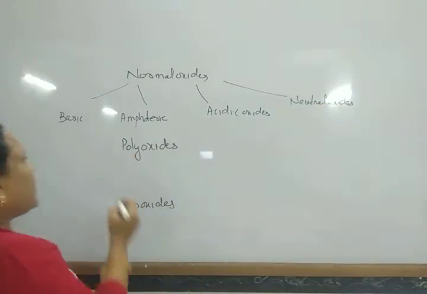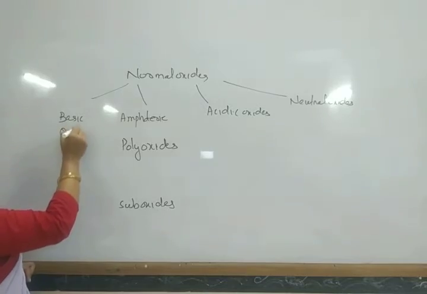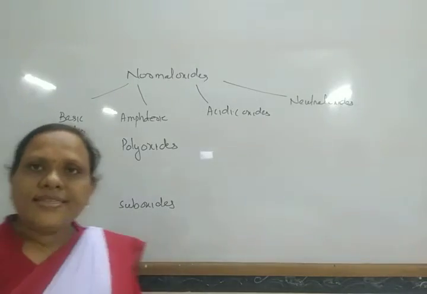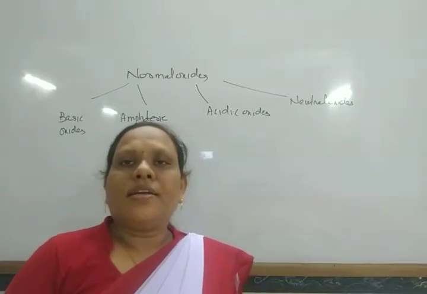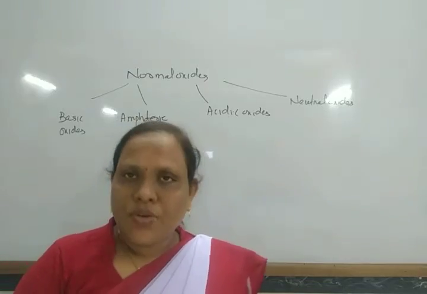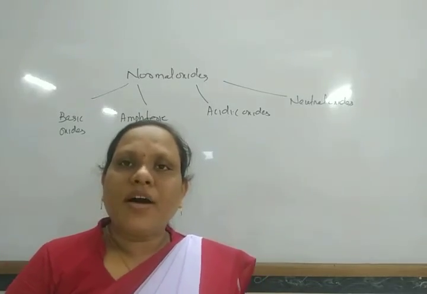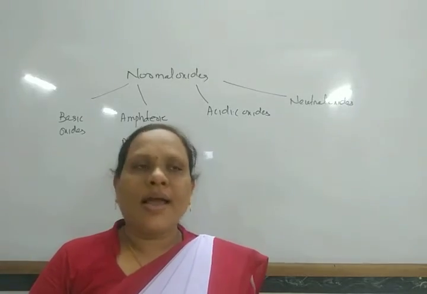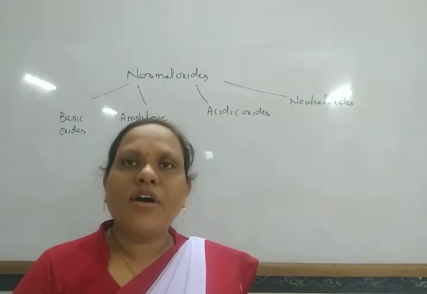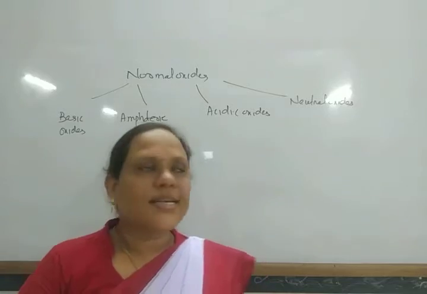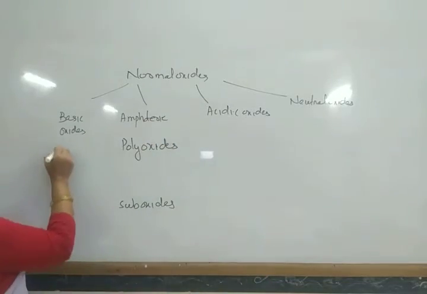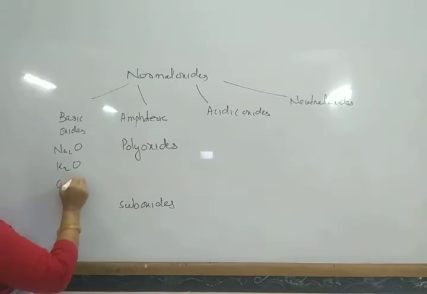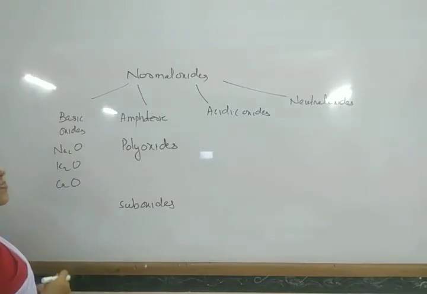So basic oxides, when these oxides dissolve in water, form bases. Generally alkali metals and alkaline earth metals form this type of oxides, like sodium oxide, potassium oxide, calcium oxide, etc.